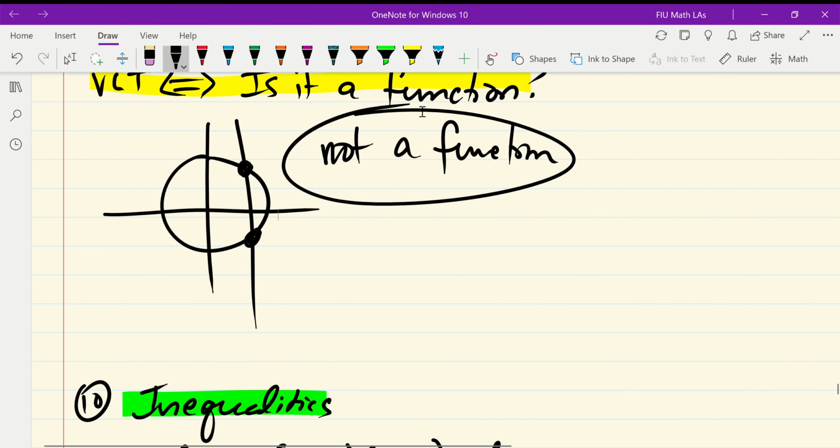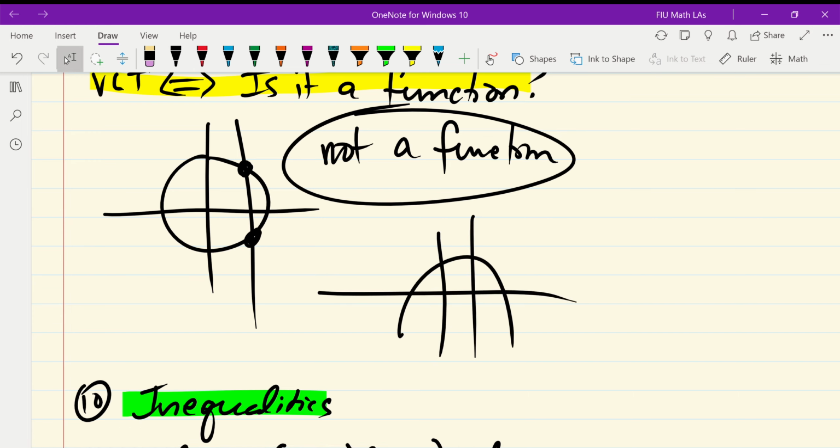Now, if I wanted to, on the other hand, I could take, let's say, a parabola like this. I can draw a vertical line down anywhere. If it crosses through just one and only one point, taking the vertical line test, then yes, this is a function.